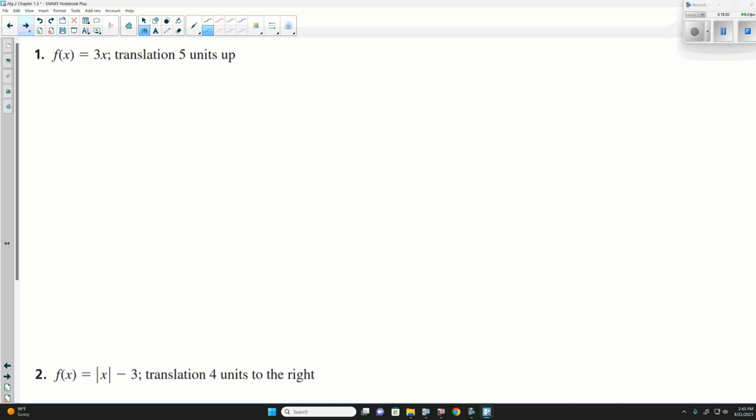Now this next one, f of x equals 3x, translates 5 units up. It didn't tell us what to write it as, but we can pick. It doesn't matter. We can pick g of x, just a way to define it. Because I can pick q of x, I can pick L of x. We can pick anything we want.